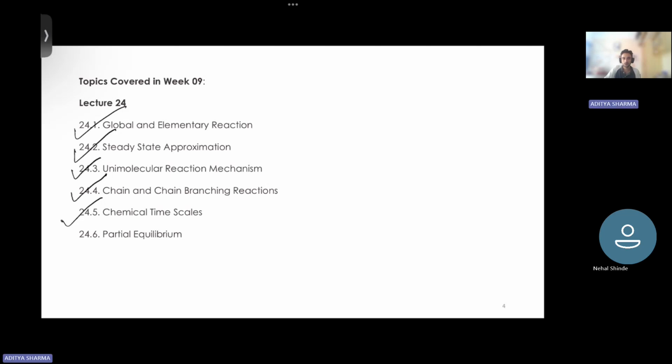The time scale for a bimolecular reaction is also given. Firstly, the discussion is based on the unimolecular reaction, and then there is discussion on the bimolecular reaction also. Expressions have been given in detail in your slides. Then moving on to the next topic, that is partial equilibrium.